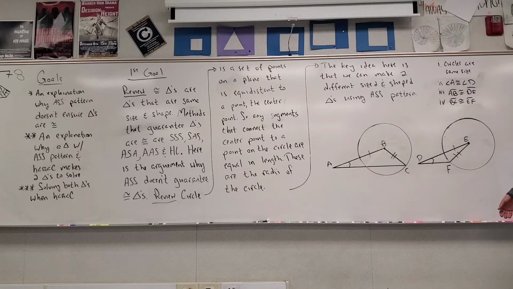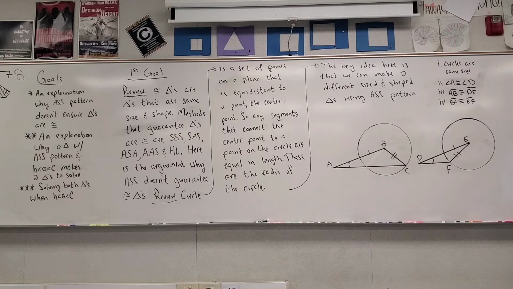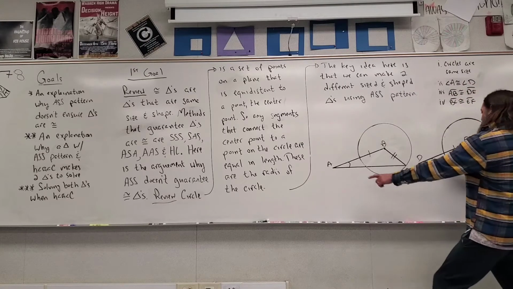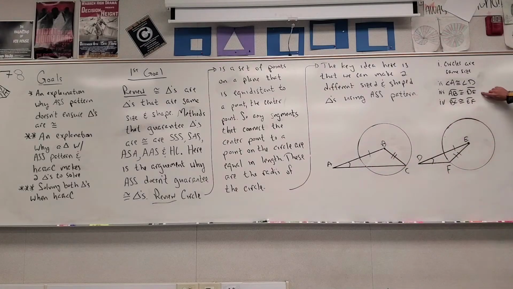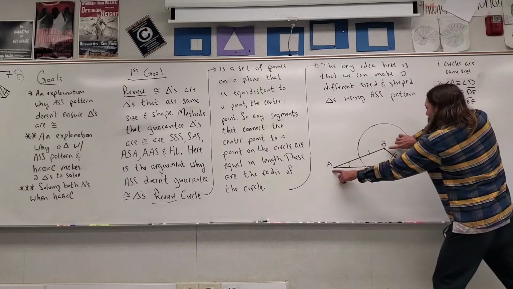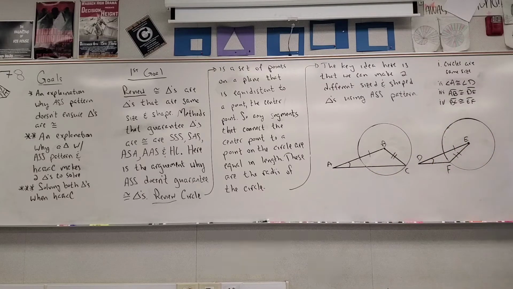So, first of all, the circles are the same size. I drew them so that they're the same size. Secondly, angle A is the same as angle D. These 2 angles are the same. That's the angle part of the angle side-side. Side AB is the same as side DE. That's the first side in angle side-side.